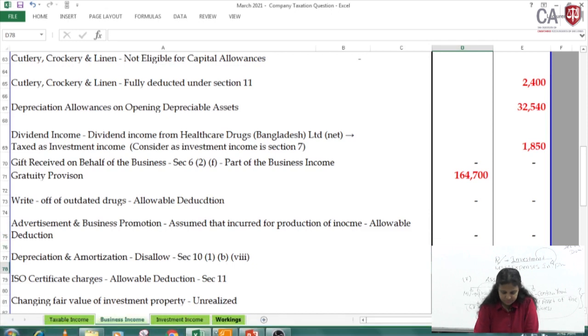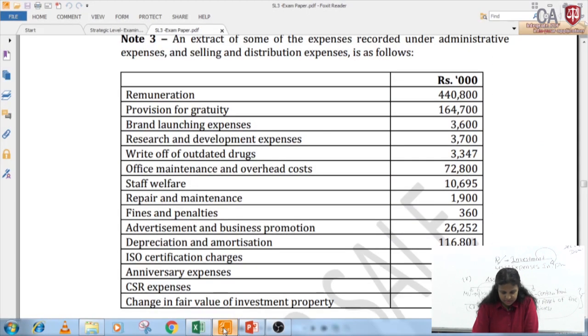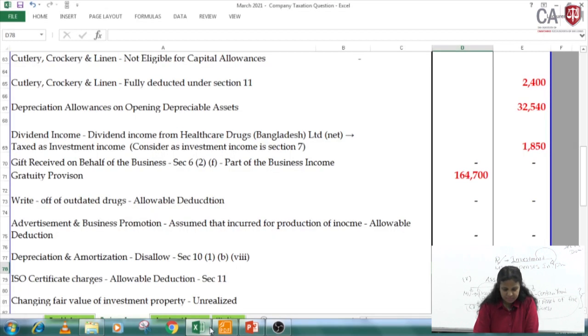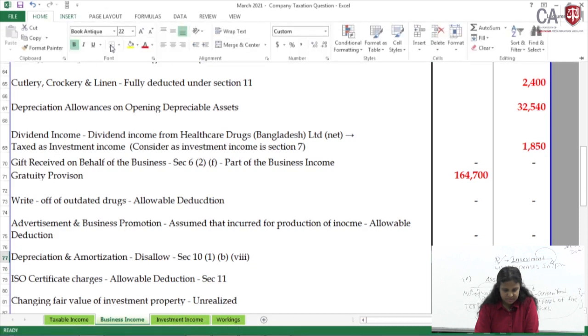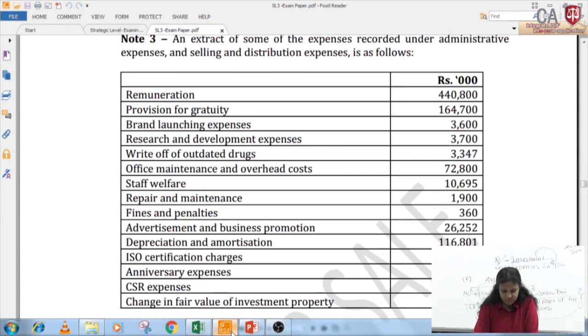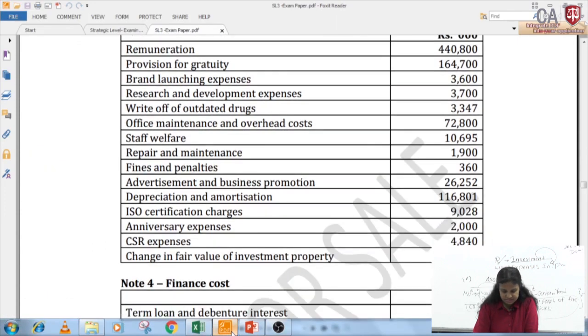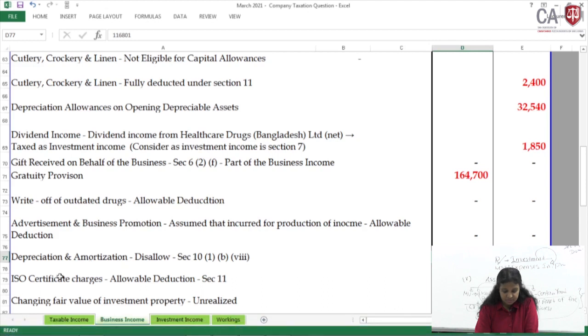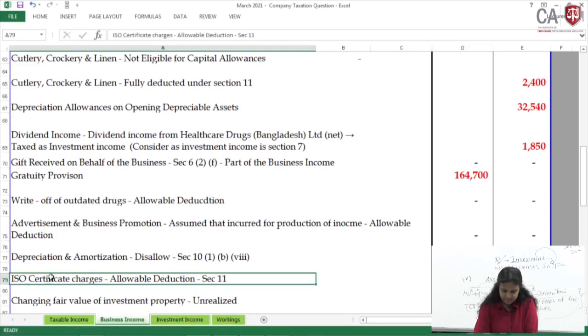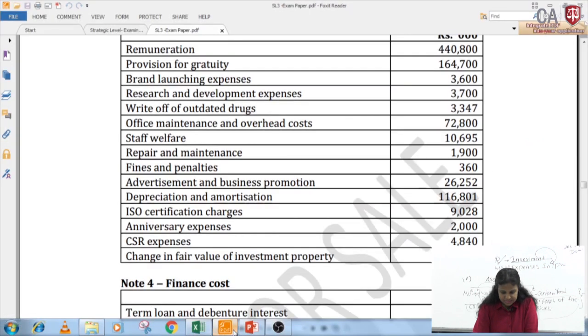Then what next, depreciation and amortization should be disallowed. Depreciation and amortization is disallowed under section 10, which is 116,800; that is also completed. And next one, ISO certification charges are definitely incurred for the production of income based on the business, so it's an allowable deduction. And anniversary expenses we have disallowed, CSR disallowed.